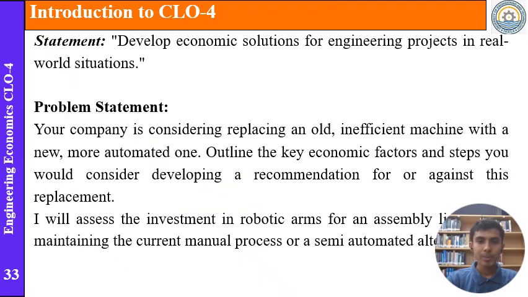Now I am going to explain the very last topic of my presentation, the CLO4, in which I will be developing the economic solutions for the project in a real-world simulation. In this case, I will consider a company that is deciding whether to invest in a robotic arm. The manual or semi-operated lines are already installed, so will they maintain those machines, or will they invest in the robotic arm?